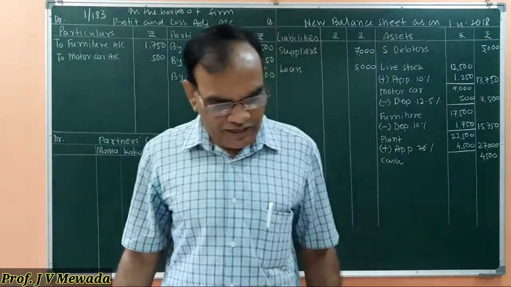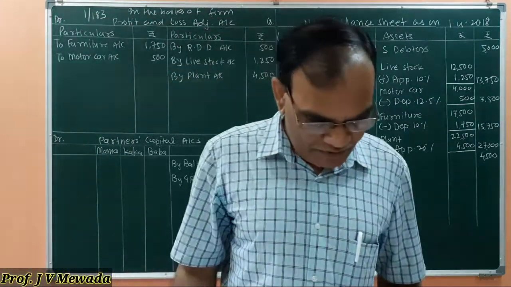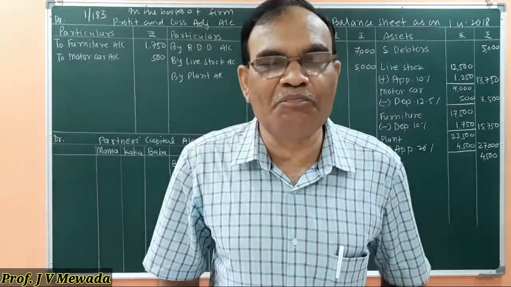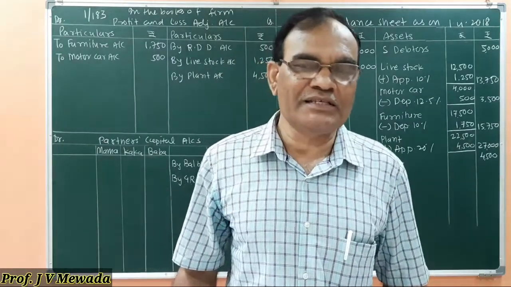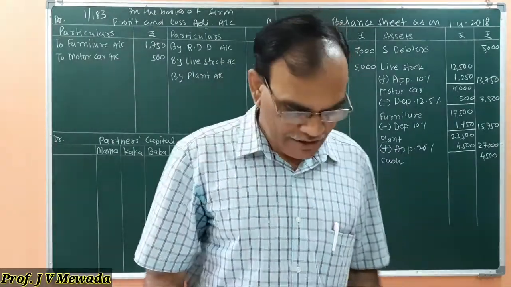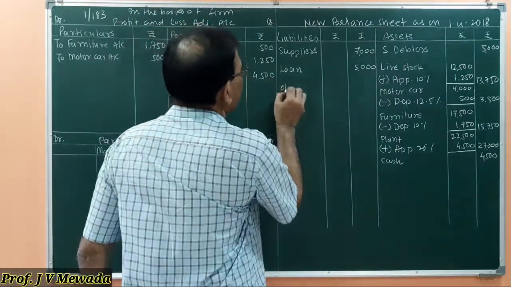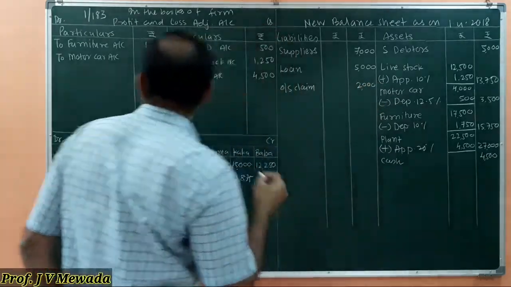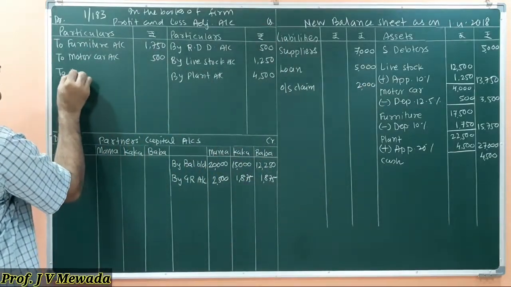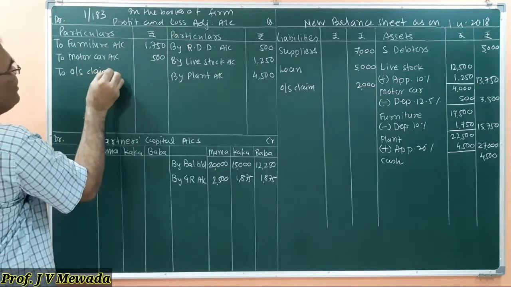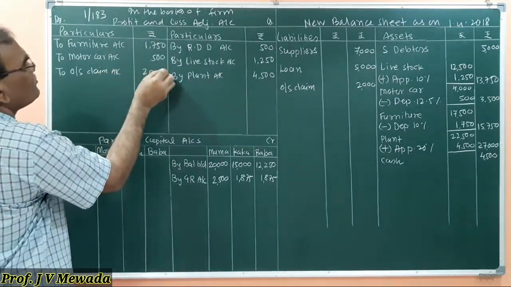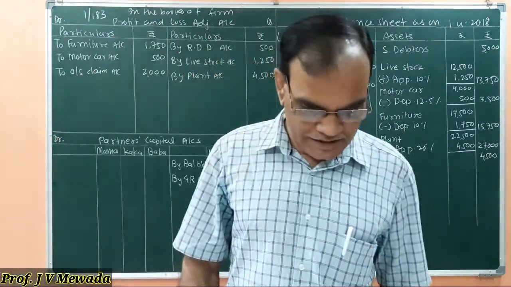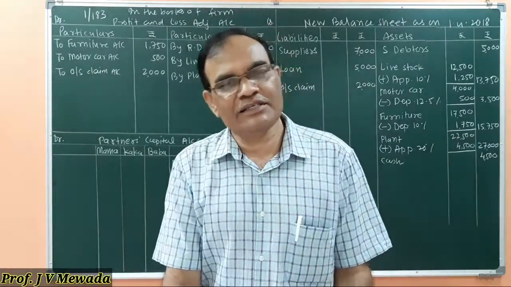One more, we are given RDD is no longer necessary, and before that one more is there, provision of 2,000 is to be made for claim of compensation. So this is a loss to the business, it is an increase in the liability. So we will write on the liability side outstanding claim 2,000, and on the loss side we will write to outstanding claim account 2,000. So this is the transfer of assets, that is revaluation of assets and liabilities.